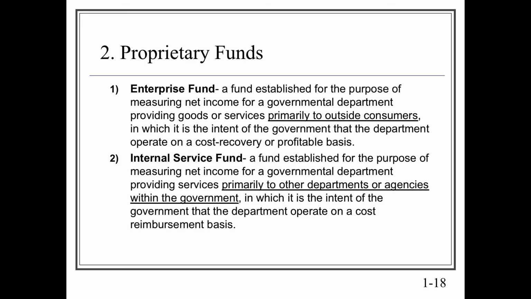Second, proprietary funds. Two types of funds used by state and local governments are classified as proprietary funds. This term indicates that the funds are used to account for a government's ongoing organizations and activities that are similar to those often found in the commercial sector. An enterprise fund is a fund established for the purpose of measuring net income for a governmental department providing goods or services primarily to outside consumers, in which it is the intent of the government that the department operate on a cost recovery or profitable basis.